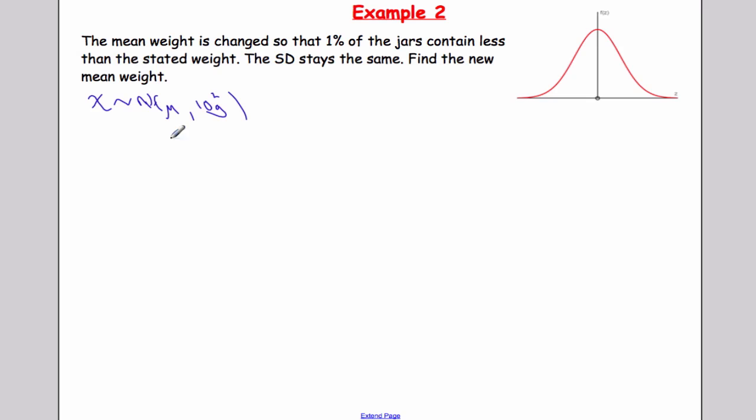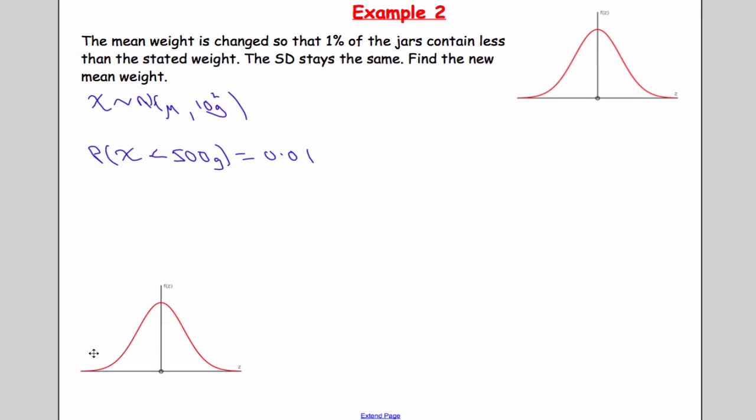And I'm asked to work out the mean. I also know that the probability that x is less than 500 is equal to 1%, which is 0.01. So let's use a few diagrams here to give us an idea what's going on. I don't know what the mean is in this case. I do know that the probability that's less than 500 is 1%. So I know that this region here is 0.01.